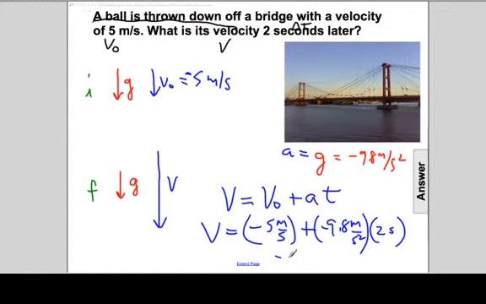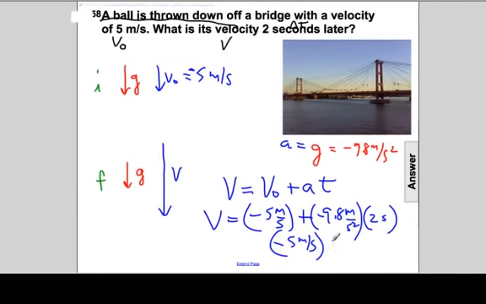So it's going to be negative 5 meters per second plus negative 19.6. Let's just erase that. We'll come back and rewrite it. There we are. Meters per second.